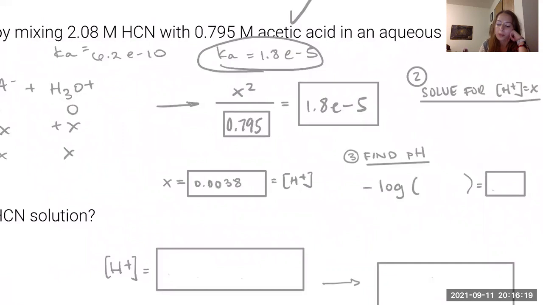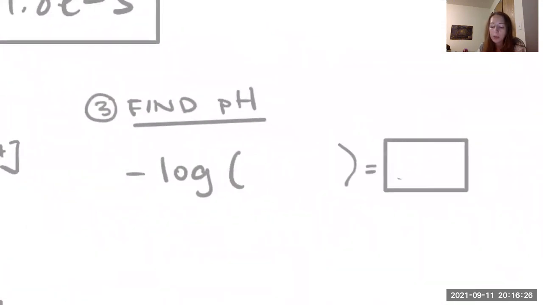Okay, basically it'll be this. So that's our H plus concentration, and perfect. We're almost there. We just need to input that over here. Okay, that's basically it.